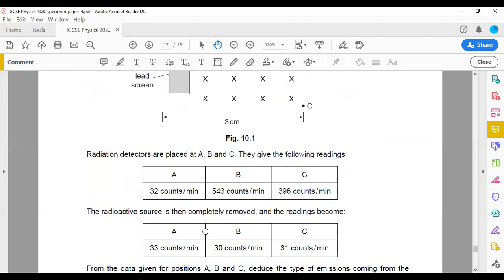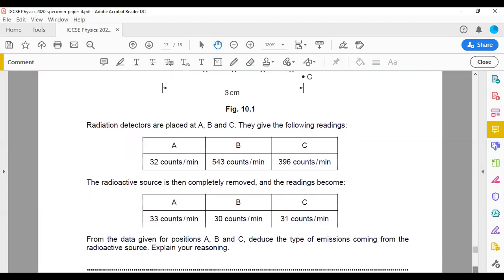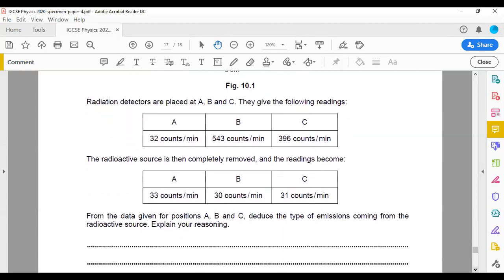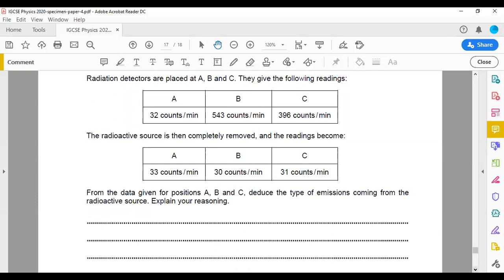The radioactive source is then completely removed. You get counts of 33 at point A, 30 at point B, and 31 at point C. From the data given for positions A, B, and C, deduce the type of emission coming from the radioactive source. Explain your reasoning. So I'm going back to our notes, which we would have done, which is radioactivity.